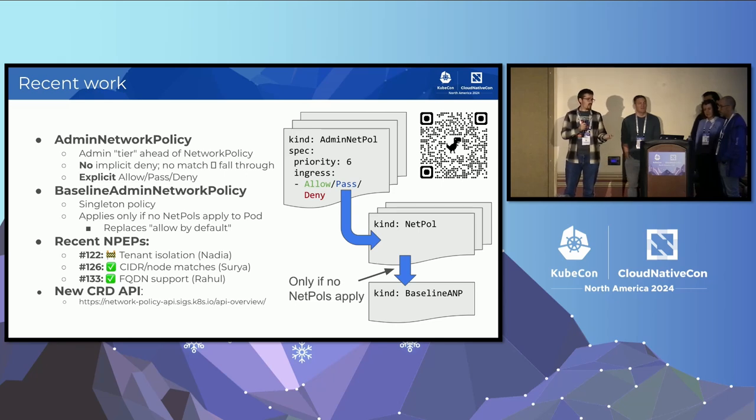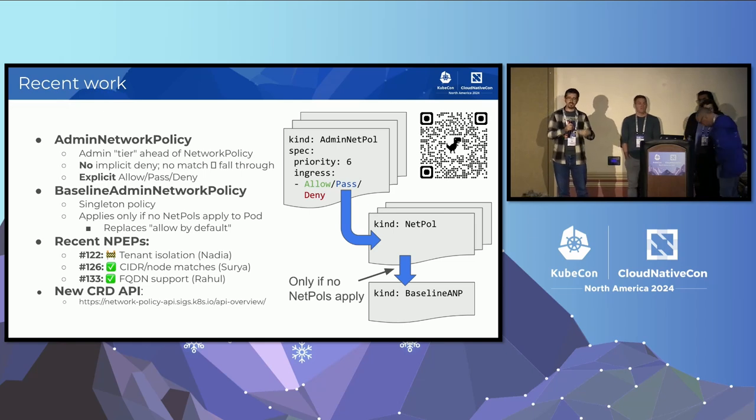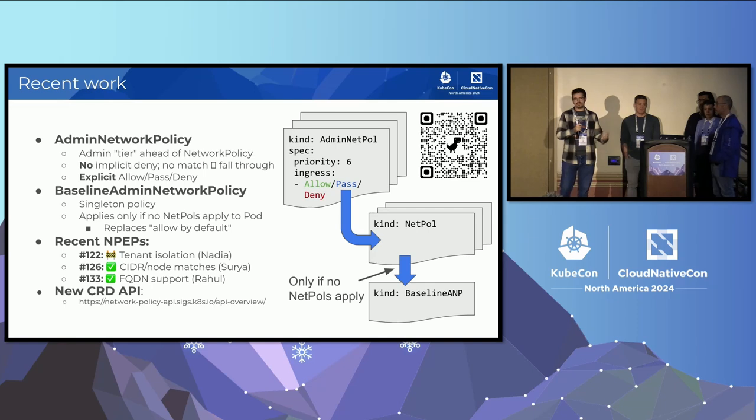We have NPEP 126, which adds CIDRs and node selectors to the policy. So you can reference things outside your cluster by CIDR, or you can reference your nodes in the policy. And we have NPEP 133, which adds FQDN support, so you can do domain-based policy, allow to my RDS instance in AWS, that kind of thing.